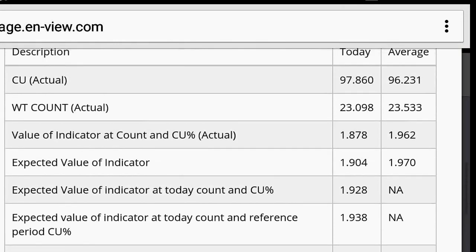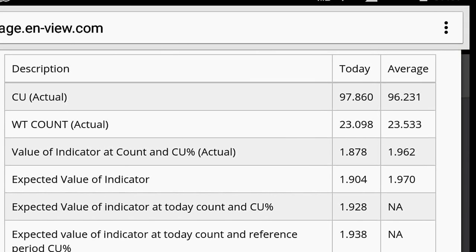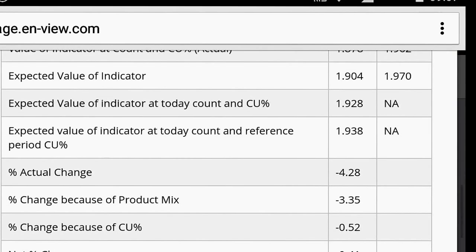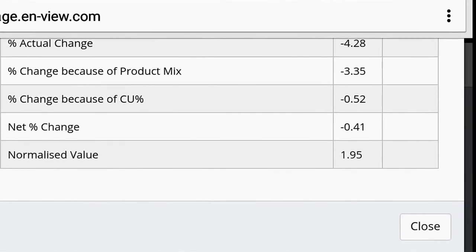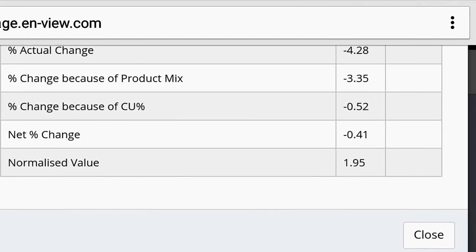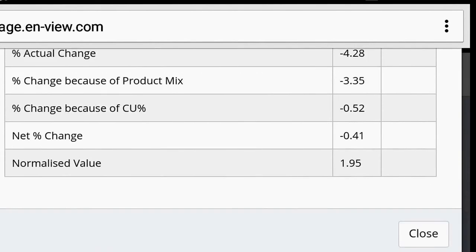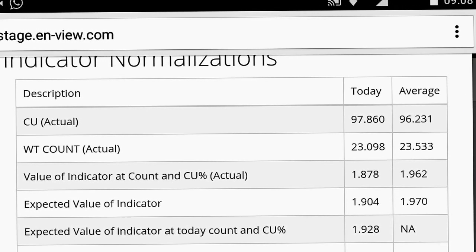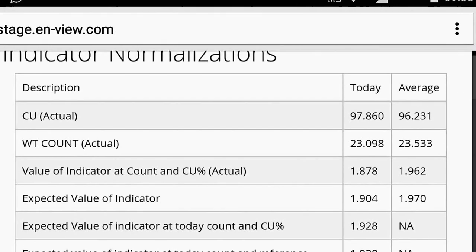So you can clearly see that without normalization, the value of this particular indicator was 1.878 in respect to 1.962 during the baseline or the reference period. But as soon as we normalize it for different reasons, which is product mix, percentage change because of capacity utilization, we see that the normalized value would be 1.95 instead of 1.878, though it's still less than the reference period, but it's not as less as one would appear on the actual value.